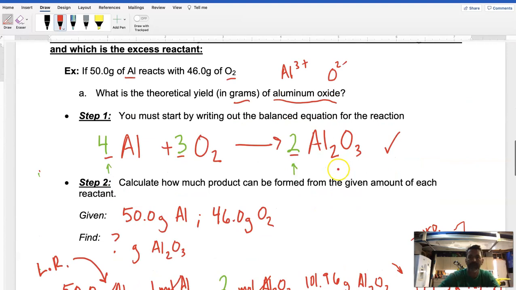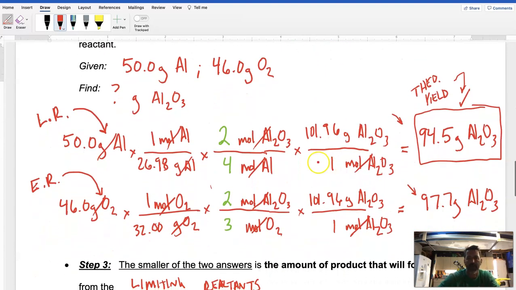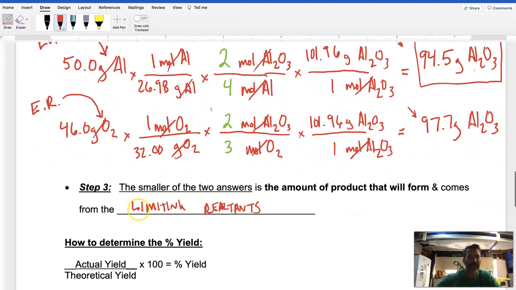All right. And this mistake comes up a lot where people say, oh, this is the limiting reactant right here. That is not a reactant, that is a product. So the limiting reactant is aluminum and the excess reactant is oxygen.